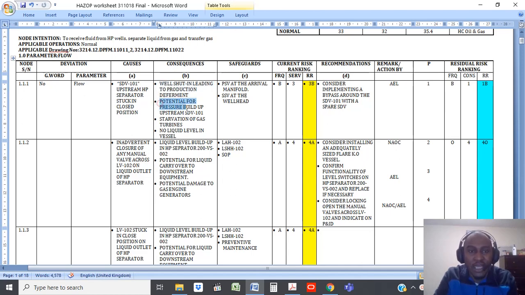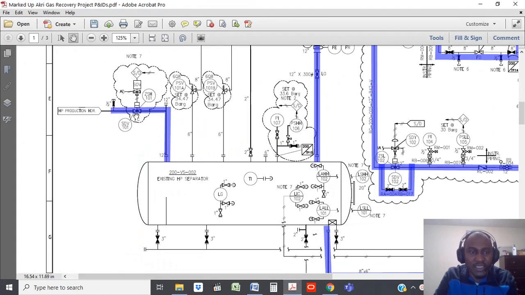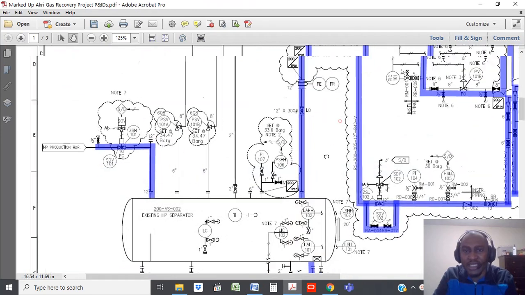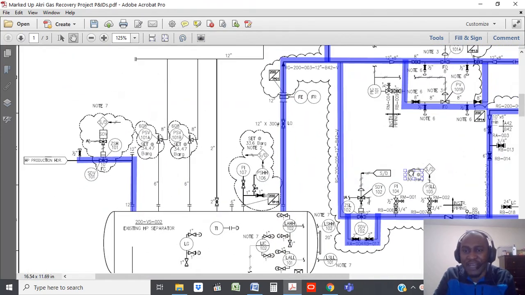You have a potential for pressure buildup upstream of the SDV. So of course, if this is closed and the line is trying to flow, there would be a potential pressure buildup inside the piping, and so that's the second consequence. And then the third consequence, starvation of gas turbines, meaning when we flow all this, the end point is actually to have gas going out the top to the gas turbines.